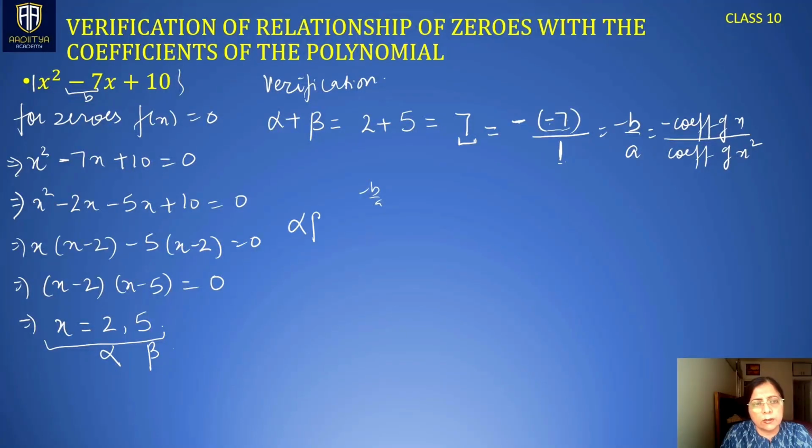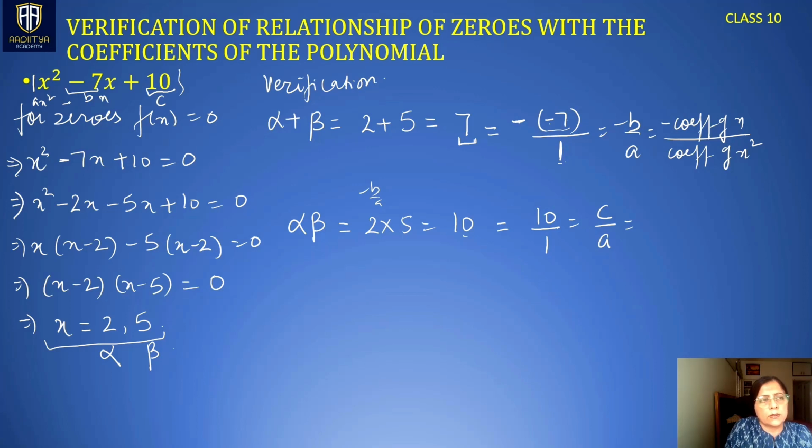Now we need to verify the product of these two zeros. The product of two zeros is 2 multiplied by 5, that is 10. Now if I write this as 10 over 1, 10 over 1 means 10 itself. So 10 over 1 can be written as c by a. We can see c is 10 here. Compare this with ax square plus bx plus c. The constant term in this expression is 10, and we have c by a, which is the constant term over the coefficient of x square.